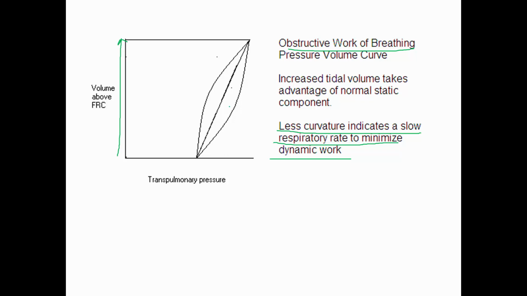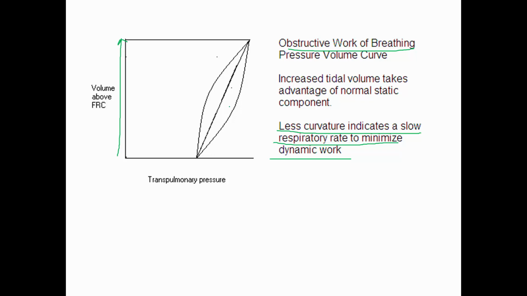So people with chronic obstructive lung disease will do something called pursed lip breathing. Does a couple of things. By pursing their lips, they slow their exhalation. So they add something called PEEP, positive end expiratory pressure. That helps keep their airways open. And by slowing the flow of the air, they decrease their dynamic work. It allows them to take larger, slower breaths.